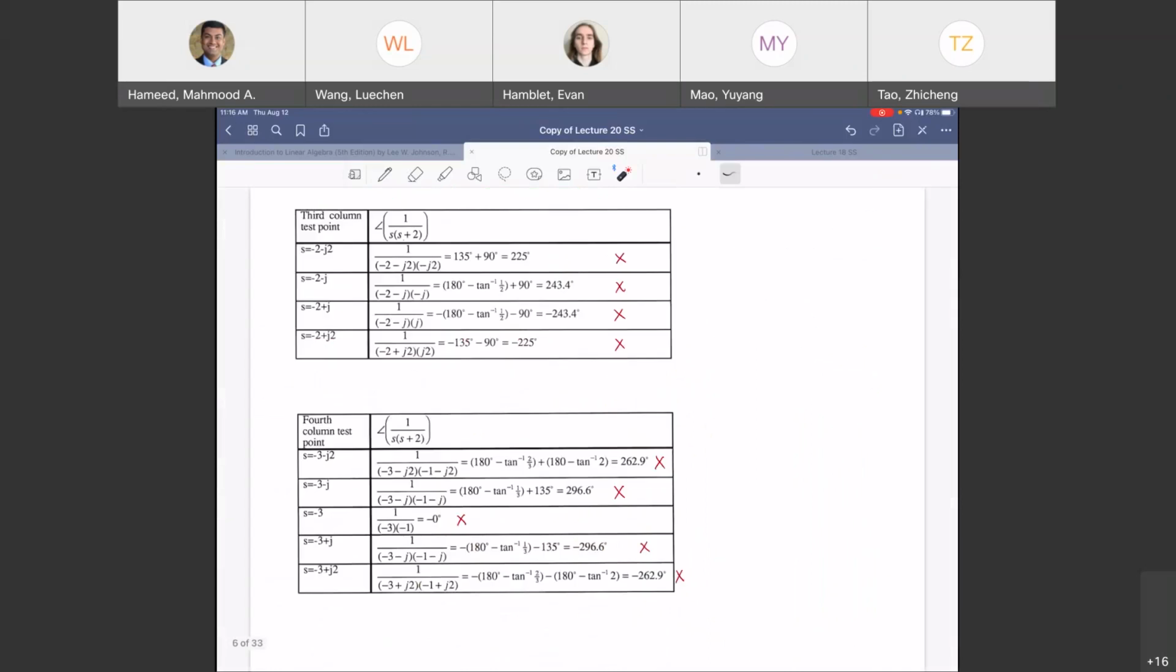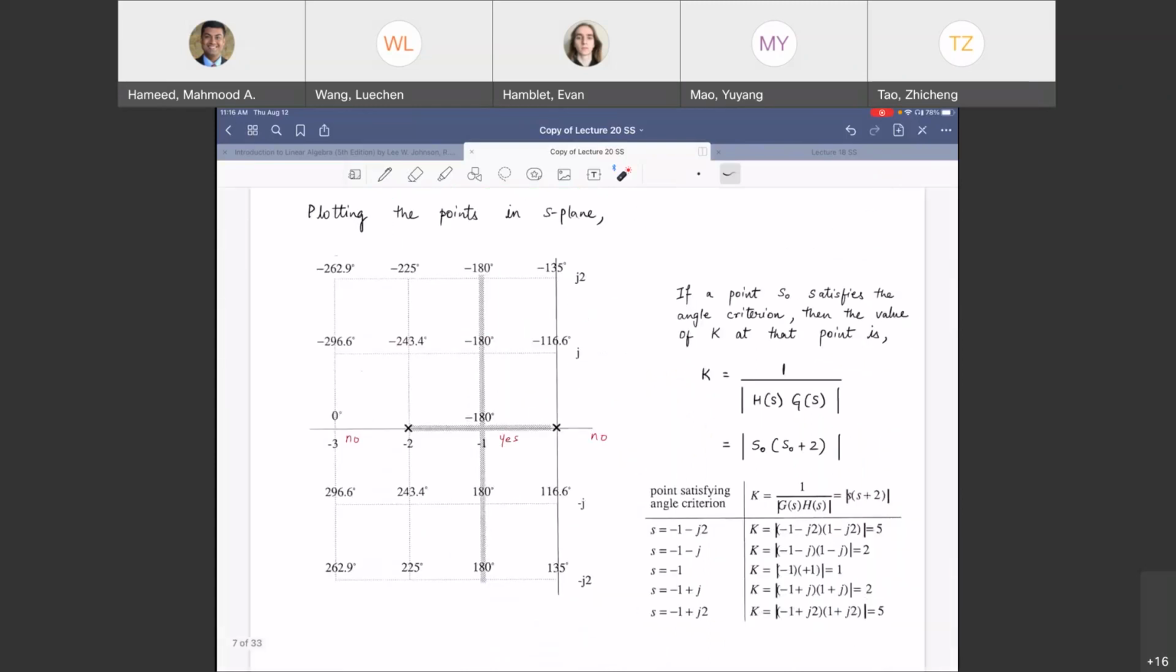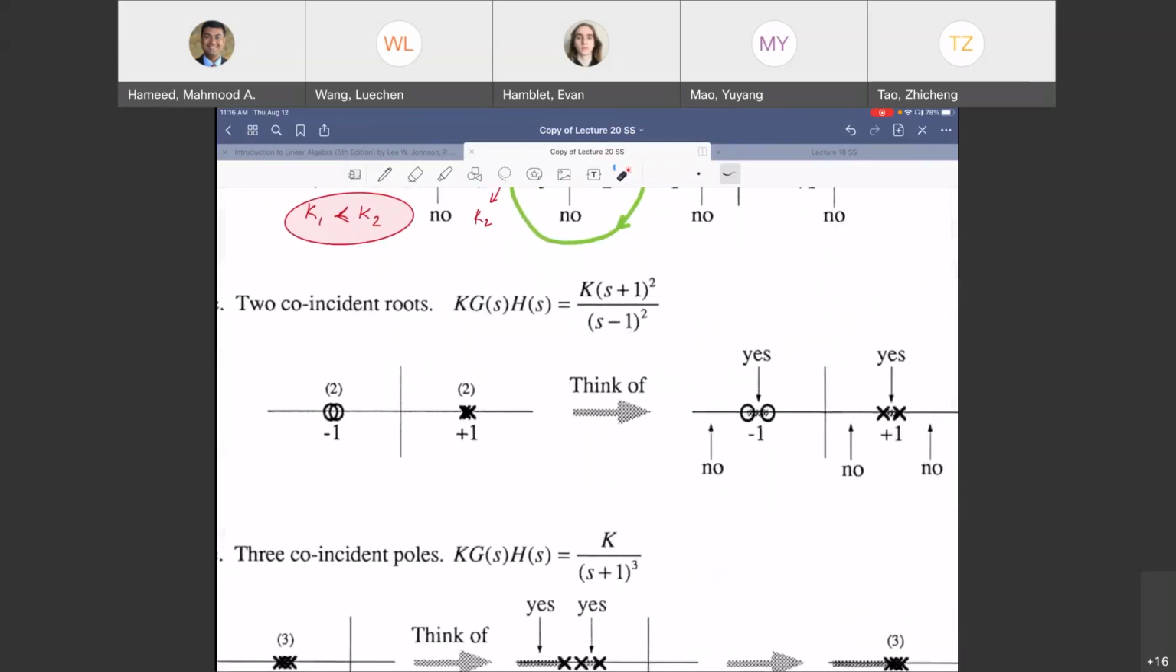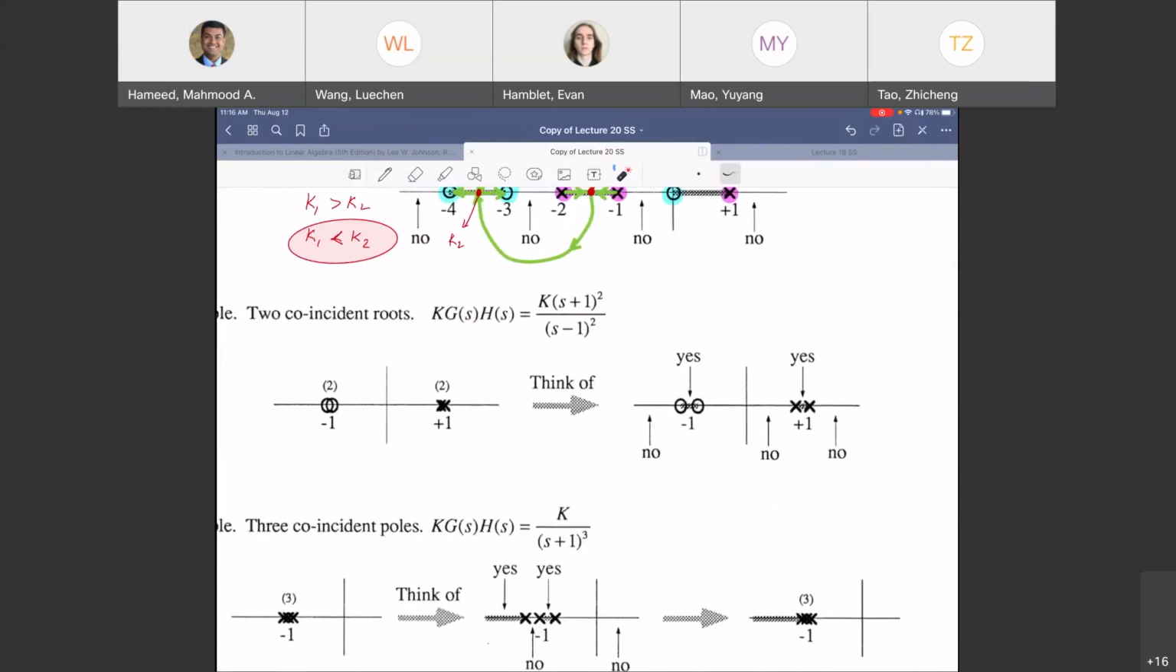All right. Let's move on. What if, on the real axis, we are continuing with our behavior on the real axis, what if you have two coincident roots? So we have two coincident zeros and we have two coincident poles.